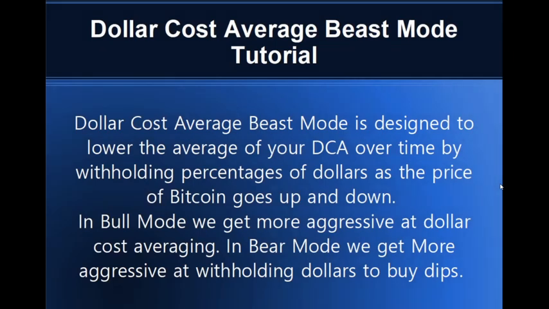Dollar cost average beast mode is designed to lower the average of your DCA over time by withholding percentages of dollars as the price of Bitcoin goes up and down. In bull mode, we get more aggressive at dollar cost averaging. In bear mode, we get more aggressive at withholding dollars to buy dips. So that's, in a nutshell, the elevator pitch that I give to get people to grasp the understanding of what dollar cost average beast mode does. It lowers the average of your dollar cost average.